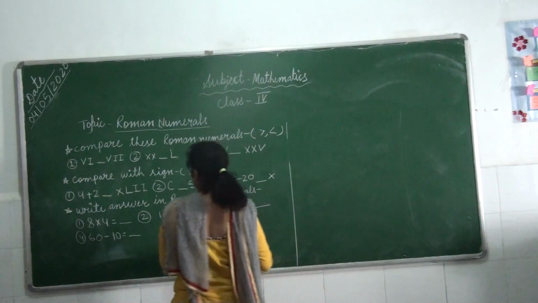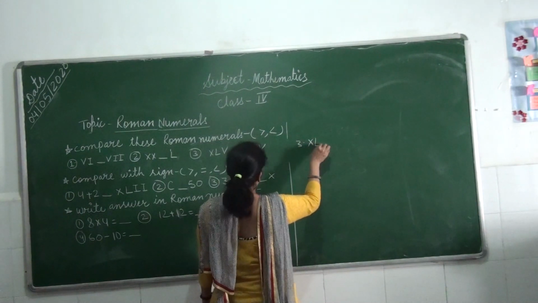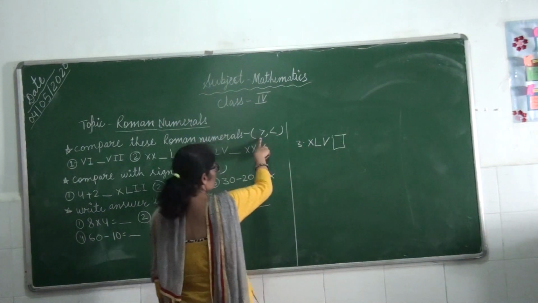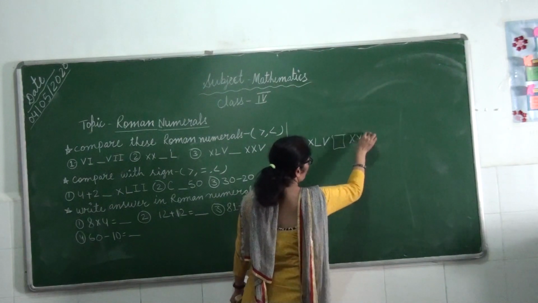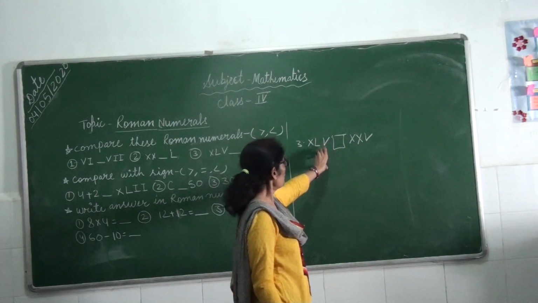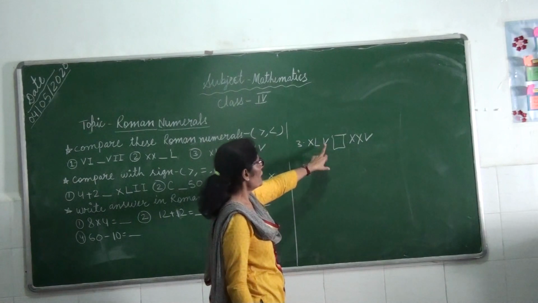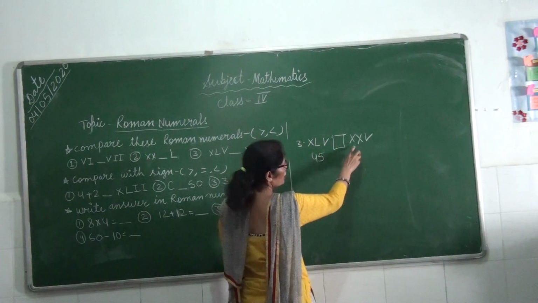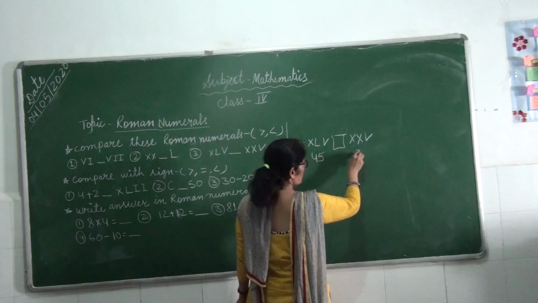In the third one you can see XL and V. We have to fill this box with the comparison sign, with X and V. Now tell me what is this number in Roman numerals. XL means 40 and V means 5. The number is 45, and then X is 10 plus 5, the number is 25.